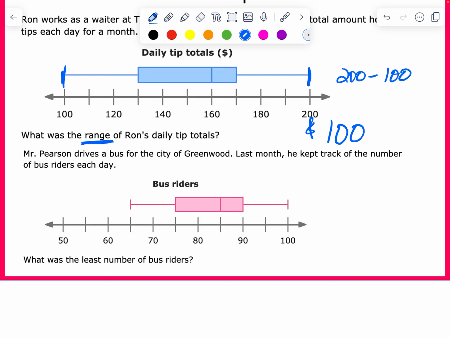Drives a bus. Keep number of the bus riders. What is the least number of bus riders? 65 riders.